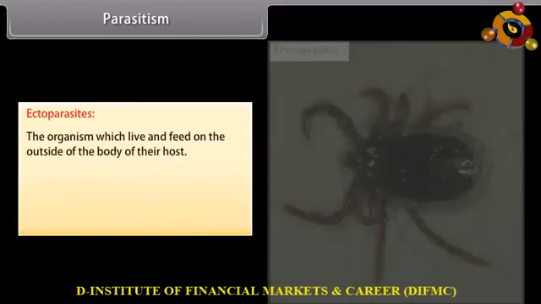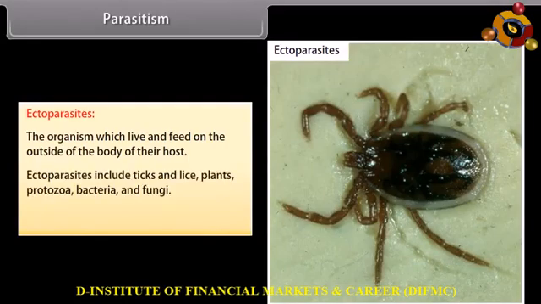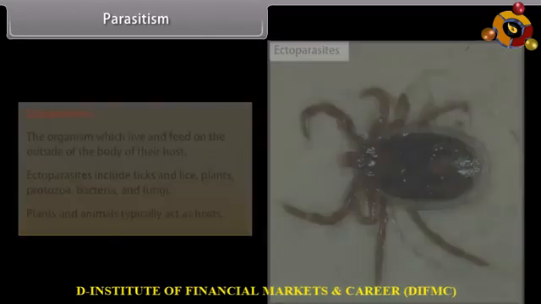Ectoparasites, the organisms which live and feed on the outside of the body of their host. Ectoparasites include ticks and lice, plants, protozoa, bacteria, and fungi. Plants and animals typically act as hosts.